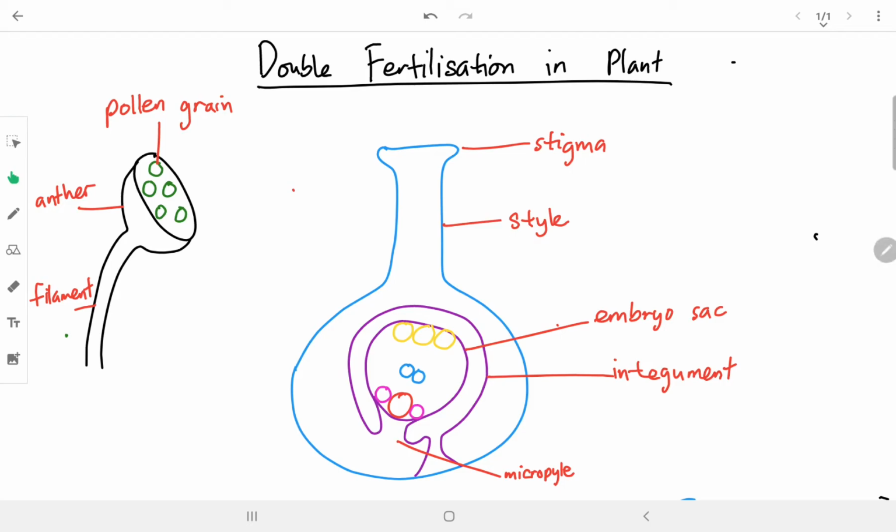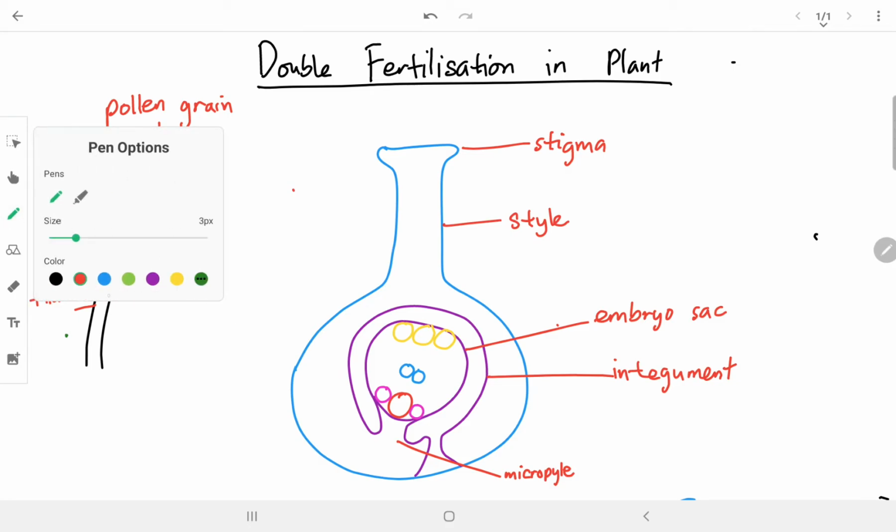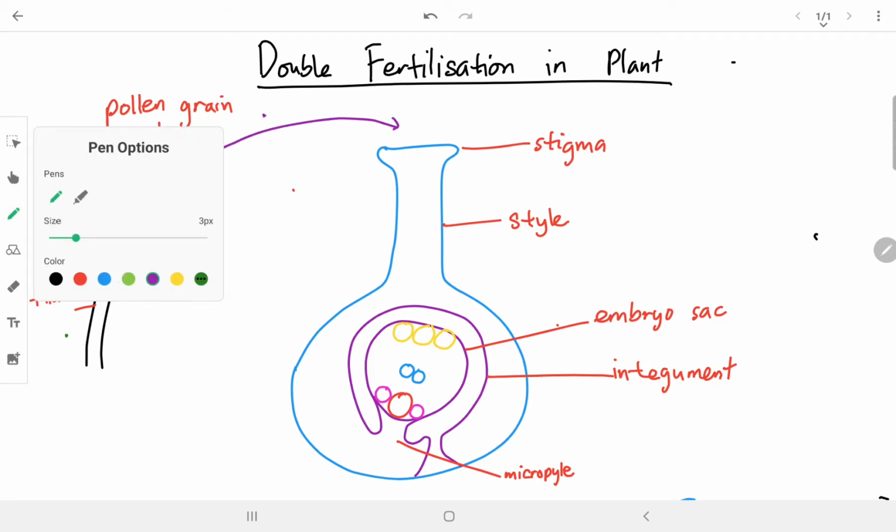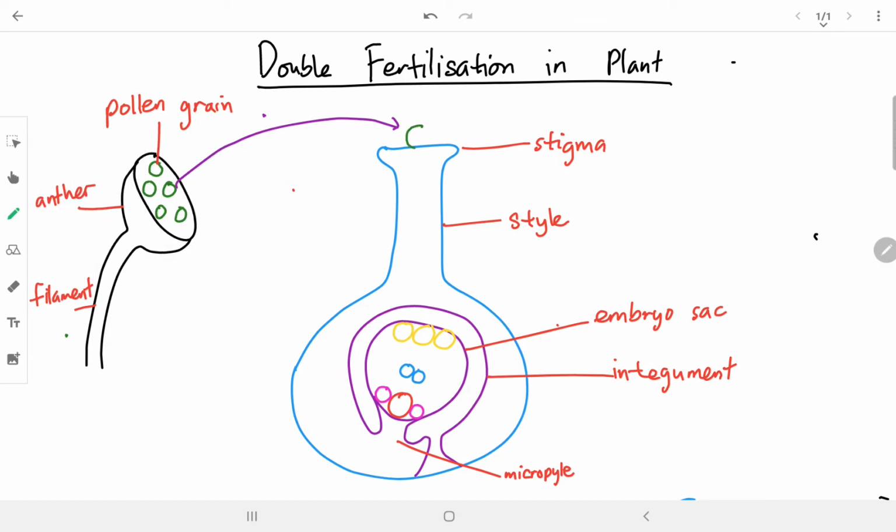Okay, now what happened during double fertilization? So firstly, this pollen grain will land onto the stigma. Pollen grain land onto the stigma. Pollen grain di sini. Okay.